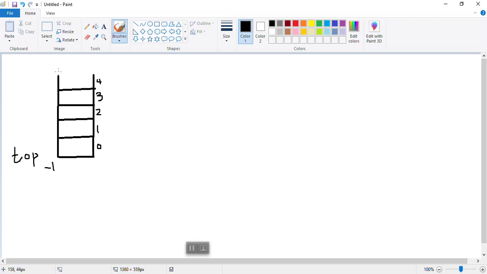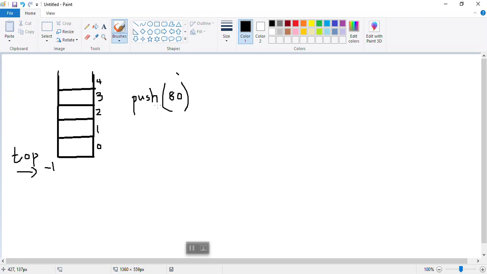Okay, let us assume that this stack has a maximum of 5 elements: 1, 2, 3, 4, and 5. So initially, when the stack is empty, the value of top will be what? It will be -1. Suppose now I push some element here, 80, into this.